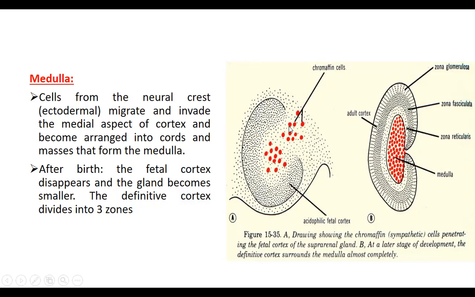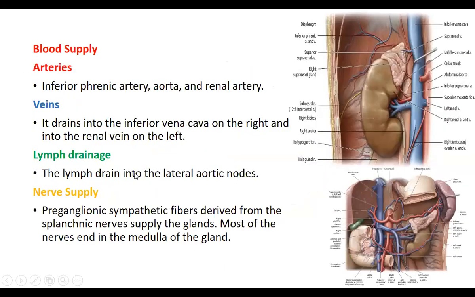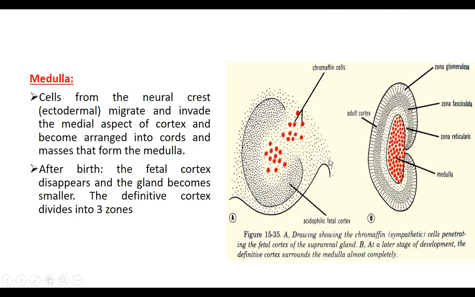These chromaffin cells, as I said, are derived from the ectoderm. They are neural crest cells, meaning they are developing from the brain. So that's why these chromaffin cells or the neural crest cells, which are developing from the ectoderm, act as the postganglionic fibers. That's why we say that this part of the gland is supplied by the preganglionic fibers, because the medulla, which is derived from the neural crest, acts as the postganglionic fibers.